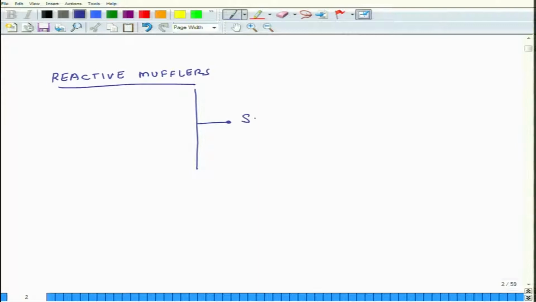One is side branch mufflers, side branch type, and the second one is inline mufflers, inline type, and then of course, you could have a mixture of these. So, what would be a side branch type of a muffler? How would it look like?